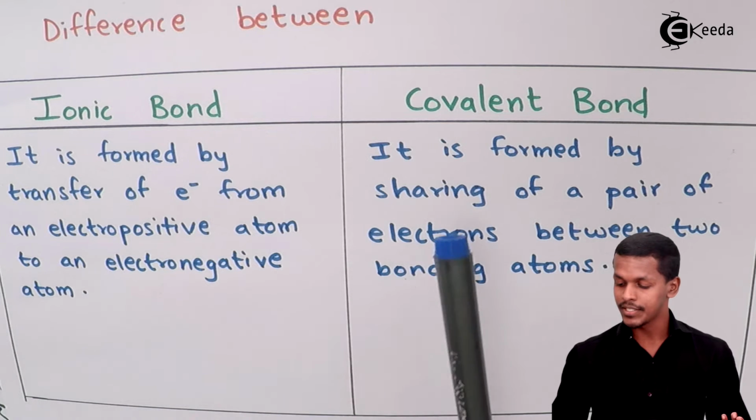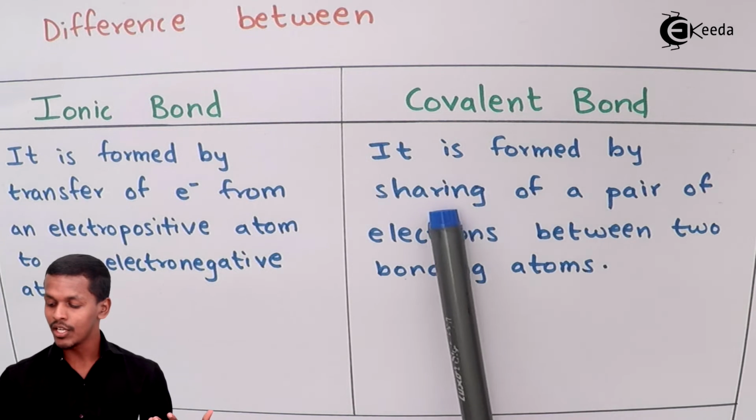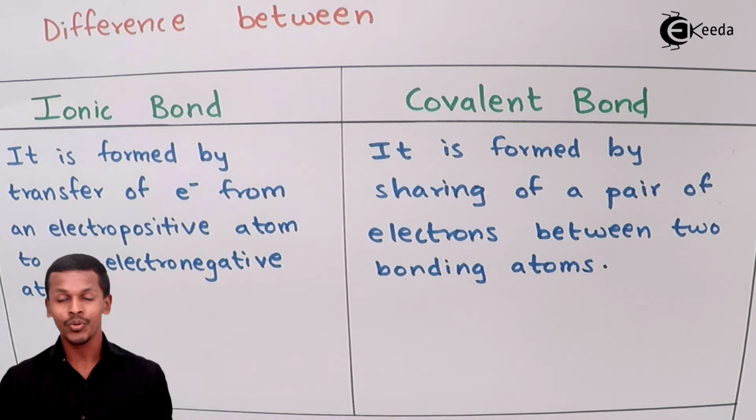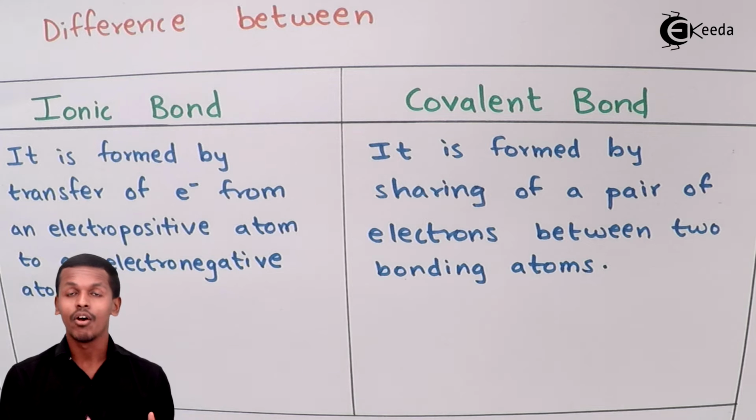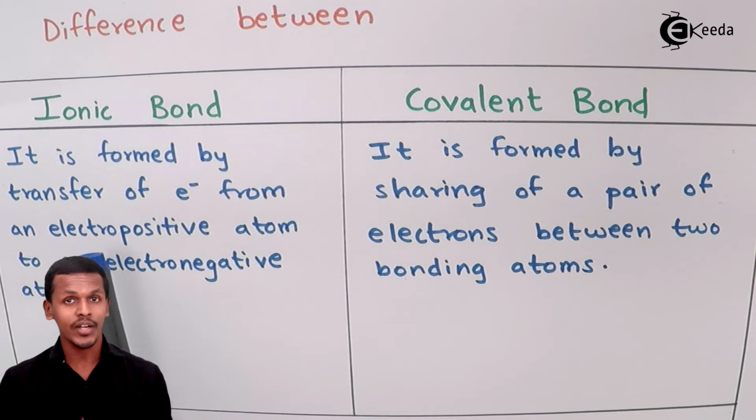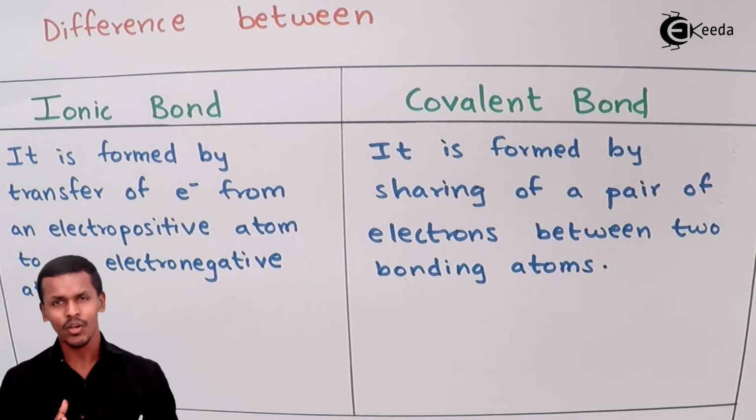But talking about the next one, it is formed by sharing of a pair of electrons between two bonding atoms. So in a covalent bond, the bond is formed because of the sharing of electrons. This happens because both the atoms have the same electronegativity, or a small difference between their electronegativity values, and that is how the covalent bond is formed. So here the transfer of electrons takes place, while here the sharing of electrons takes place, and that differentiates them from each other.